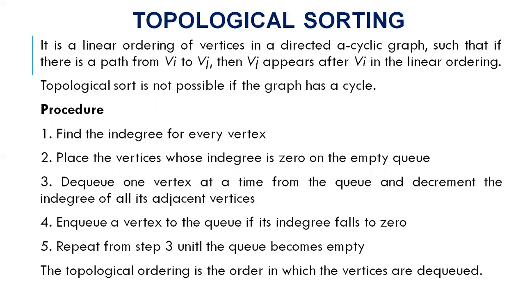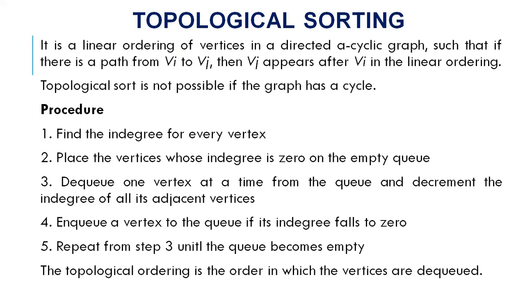In topological sorting, the vertices should be in a directed acyclic graph such that if there is a path from vertex Vi to Vj, then Vj appears after the completion of Vi in a linear ordering. First we complete Vi, then we go for Vj. First point, then second. This is the logic of topological sorting. Topological sort is not possible if the graph has a cycle. As I told you already, if we have a cyclic process, it is not possible to perform topological sorting because the same thing repeatedly occurs.